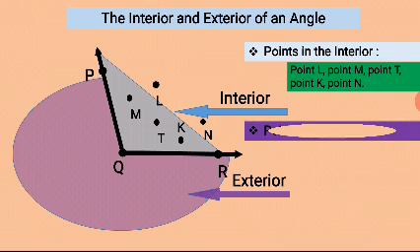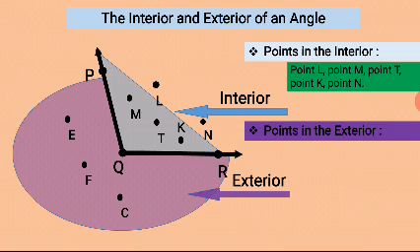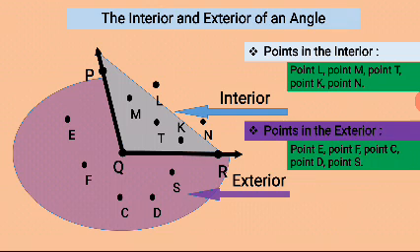Like this we draw points in the exterior. You see in the figure carefully which portion is the exterior portion of the angle. So we draw points in the exterior: point E, point F, point C, point D, point S. These points are in the exterior place of the angle. Got it? So we write the names of these points: point E, point F, point C, point D and point S.